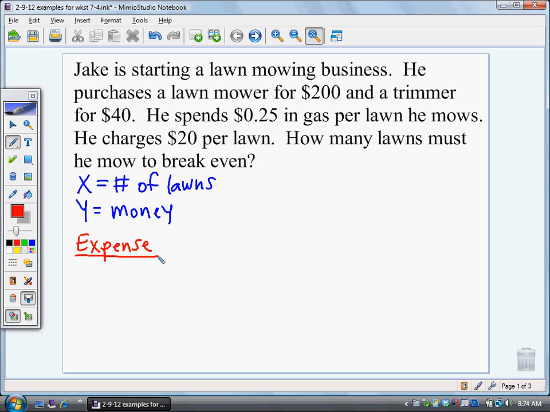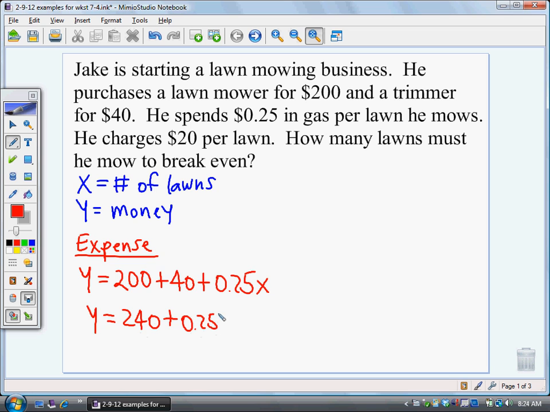Okay? Your expense equation, your money that you spend is equal to 200 plus 40 plus 25 cents X. And that's the lawnmower, that's the trimmer, and that's the gas that you spend per lawn, 25 cents times X. Now you can simplify that to be 240 plus 0.25X.